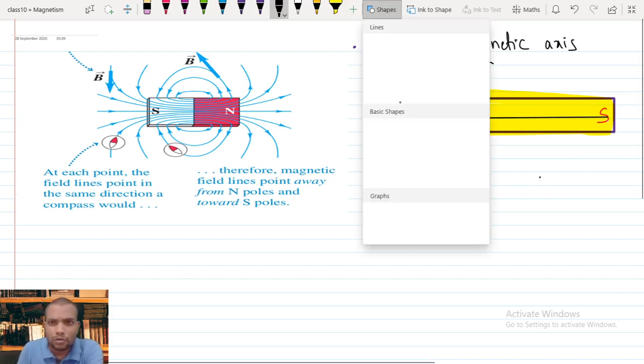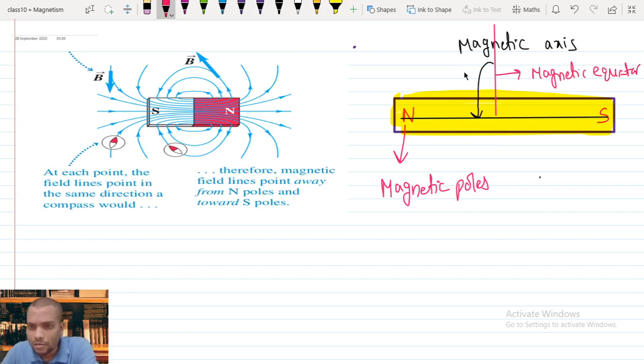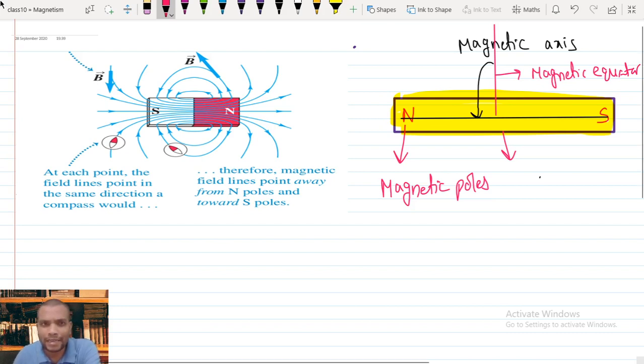Suppose you take one more line which is perpendicular to the magnetic axis. This line, perpendicular to the magnetic axis, is known as the magnetic equator. This terminology I will use in the coming concepts. And the length of the magnet, the geometrical length, just bring a scale and measure the total length, that will become the length of the magnet. And this magnet forms a uniform magnetic field.